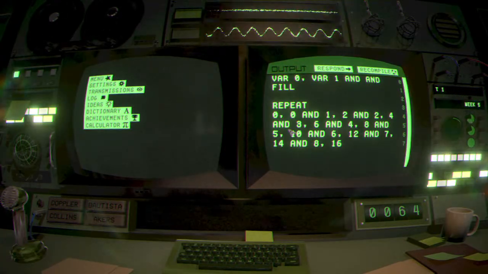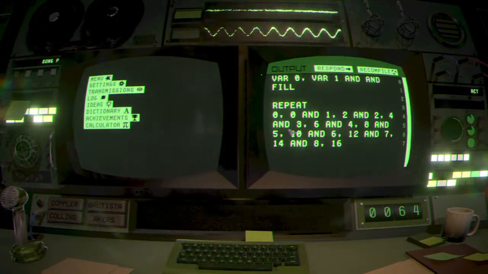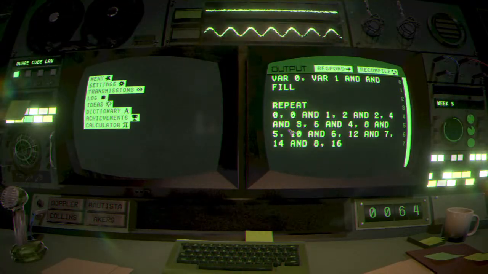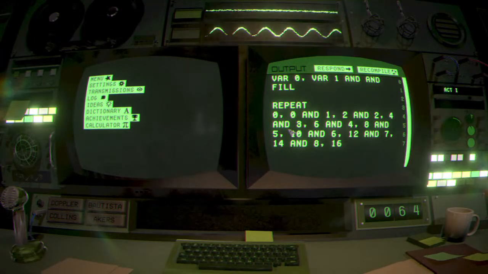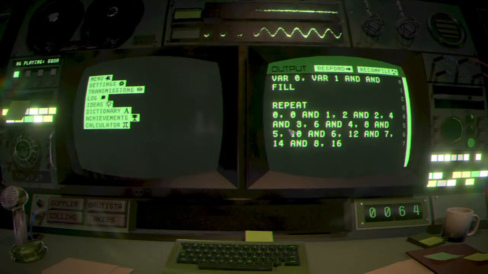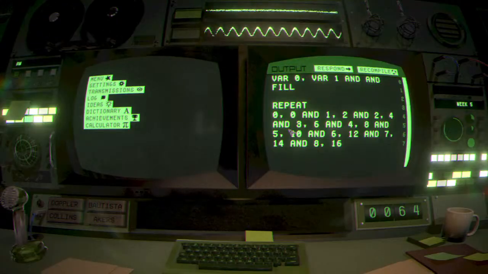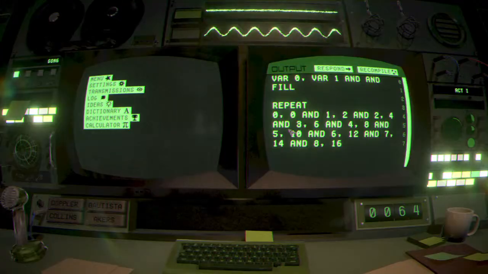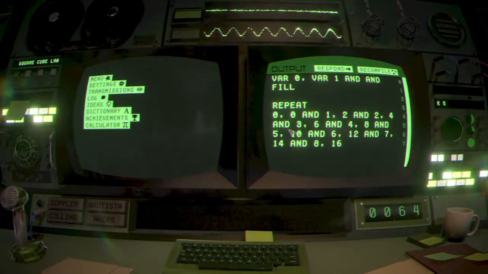So now it's asking me to figure out what operation is going on to variable 1 to get variable 0. So we have variable 0 on the left hand side, then on the right hand side we have variable 1 and, no, I'm not sure. I think I understand, but let me look at it.